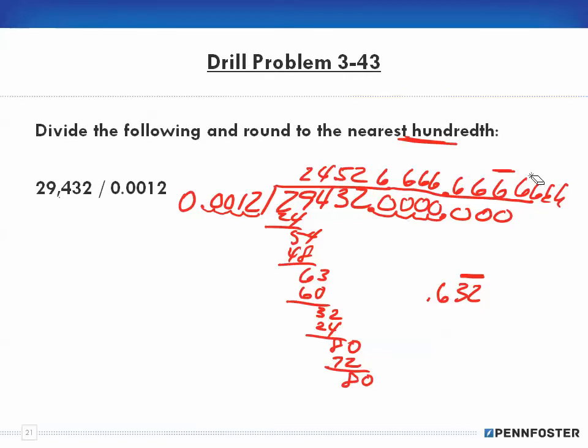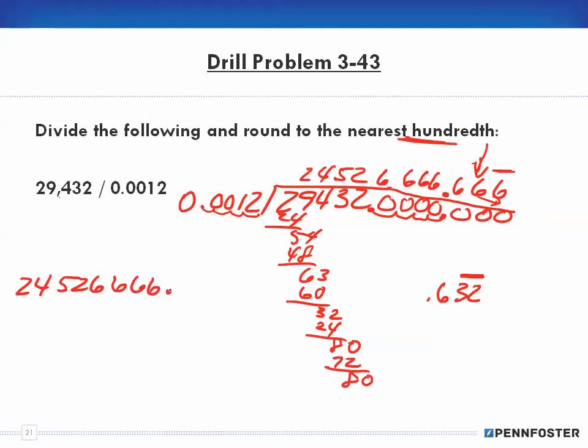So with that said, up here, here's my repeating number as a 6, and I want to round to the nearest hundredth place. Here's my hundredth place, and I look to the right, and that's a 6, which is greater than 5, so I'm going to round that digit to a 7. So my answer ends up being 24,526,666.67. Okay, so I end up with 24,526,666 and 67 cents. So that's the answer.